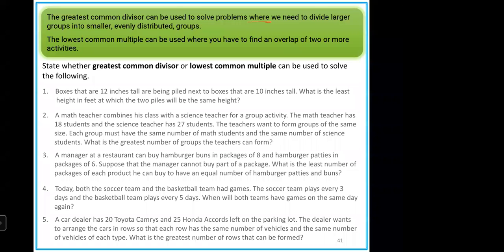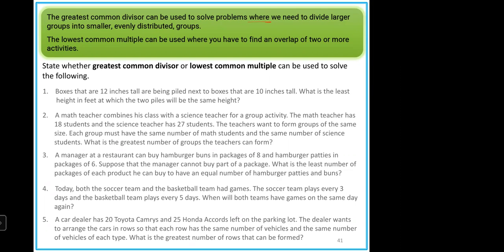All right, so we're back to number 5 now. A car dealer has 20 Toyota Camrys and 25 other cars left on the parking lot. The dealer wants to arrange the cars in rows so that each row has the same number of vehicles and the same number of vehicles of each type. What is the greatest number of rows that can be formed? What do we say on that one? That's greatest common divisor. Yeah. All right, we're trying to divide it up into smaller groups. Very good.